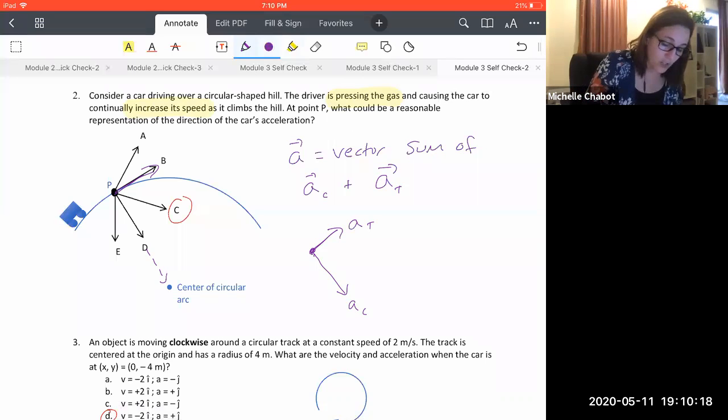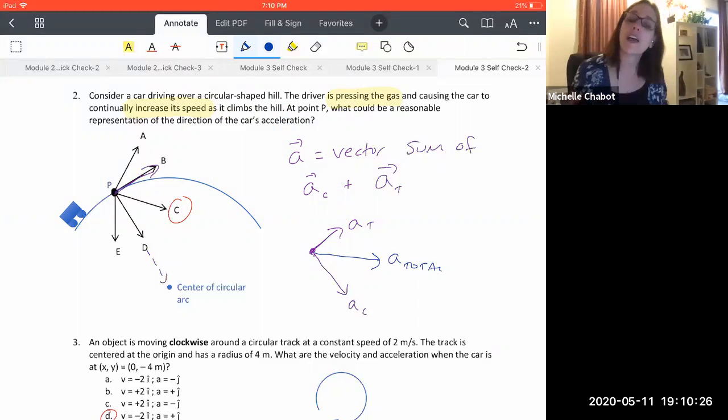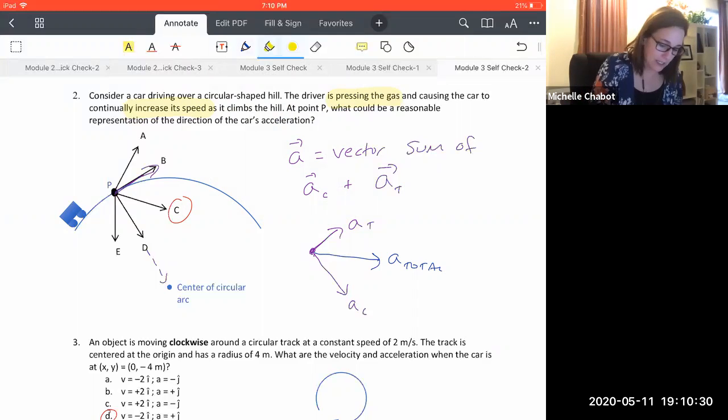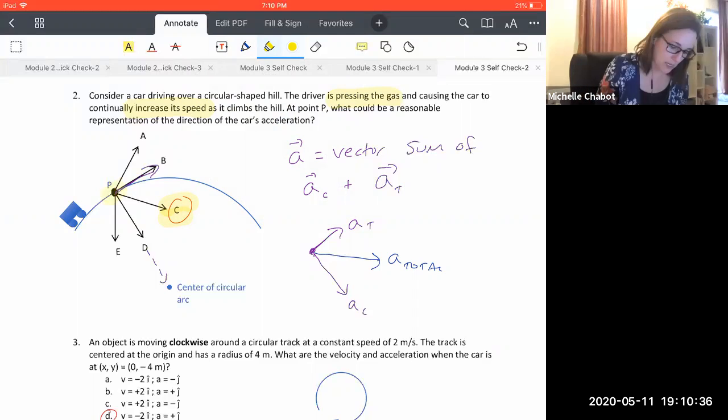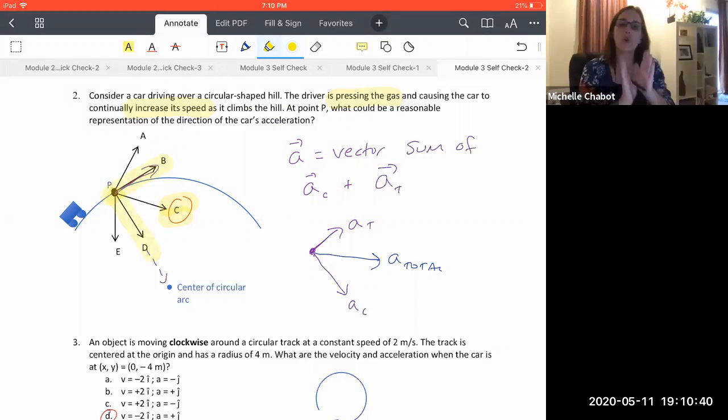So the vector sum of these is really anything that's between the tangential and the centripetal acceleration. You can see that C is the only option that's between both B and D. So B gives us the tangential, D gives us the centripetal, and the total acceleration will be the vector sum of those.